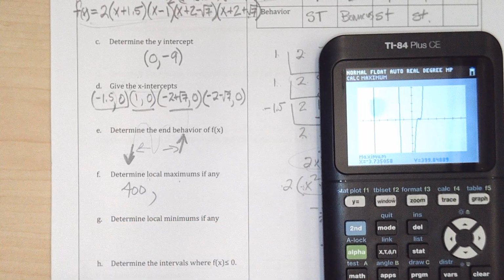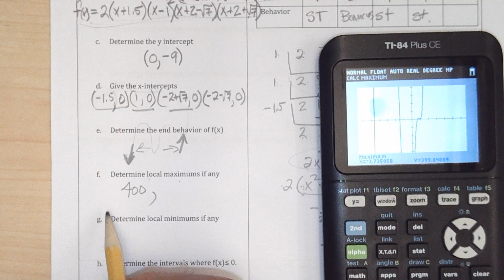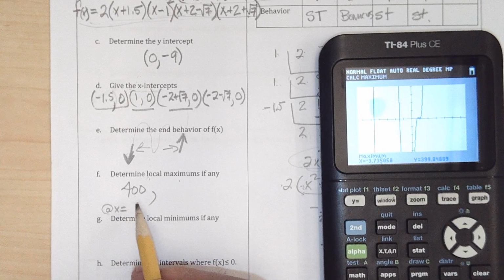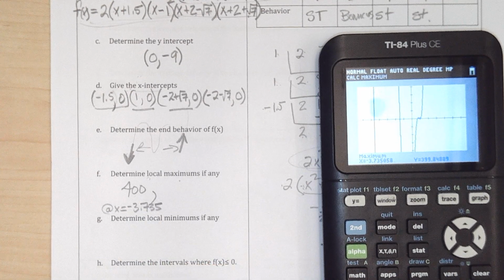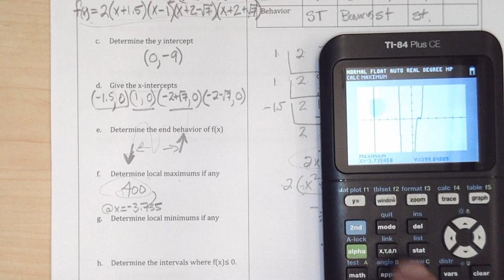That's one maximum. Now I'm going to write down where it's at just for something later. This happens at x equal -3.735, but I don't need that. That's the maximum. And there's another one here, somewhere between 0 and 1.